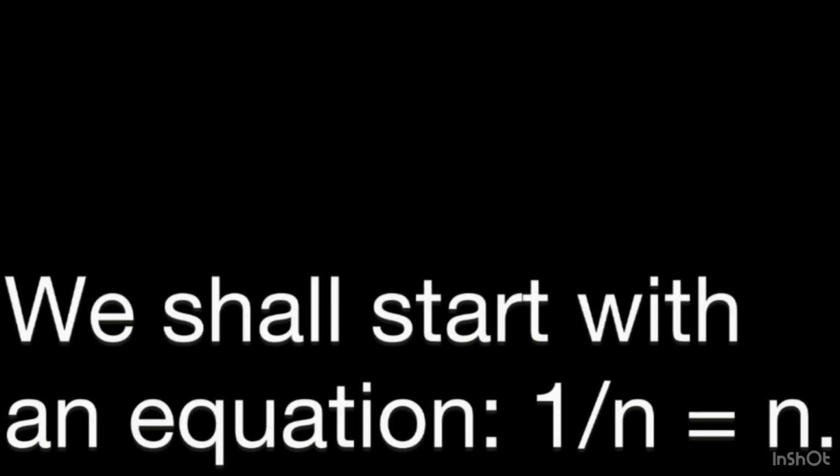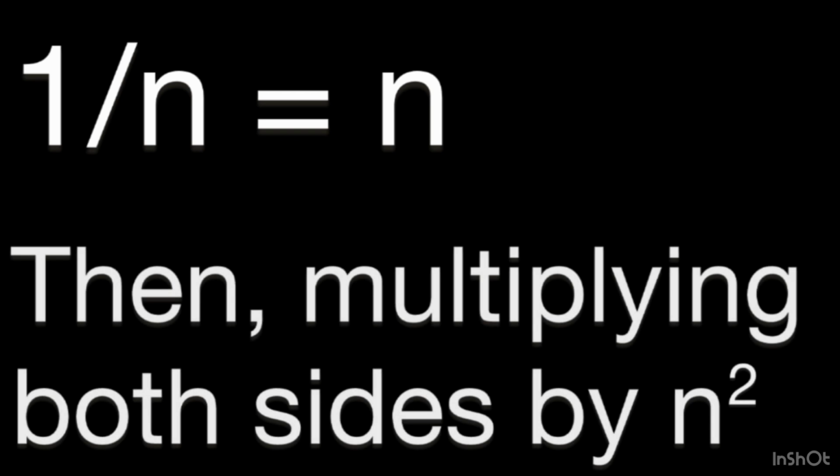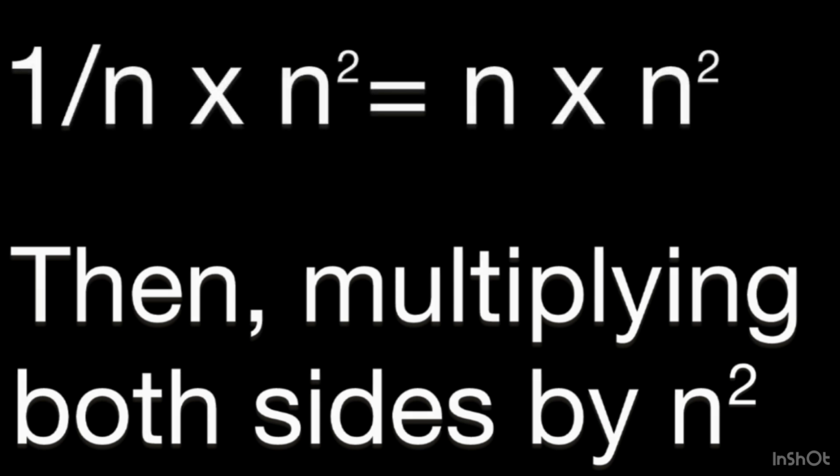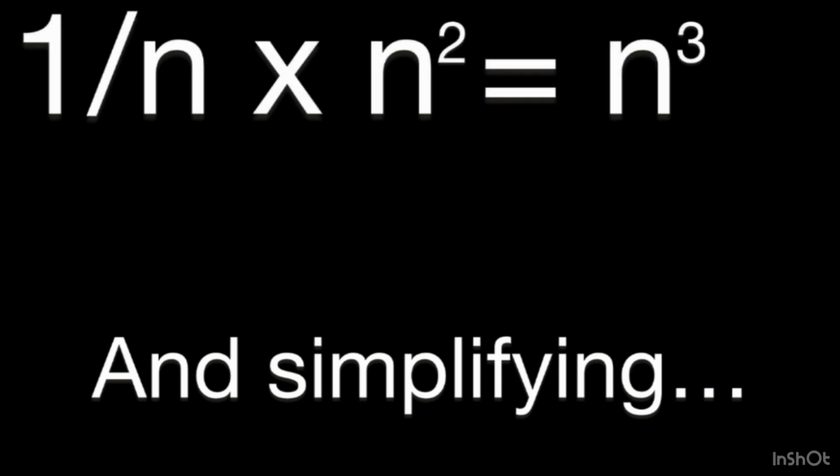We shall start with an equation. 1 over n is equal to n. You might see where this is going, but please bear with me. We will now multiply both sides by n squared to get 1 over n times n squared is equal to n times n squared. This simplifies eventually to n is equal to n cubed.